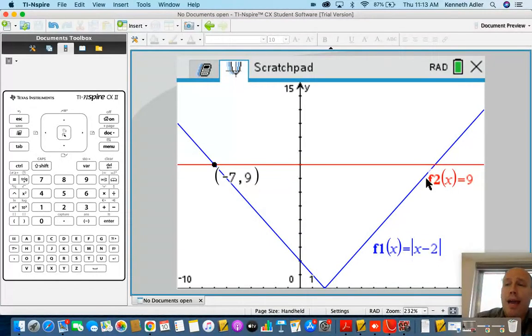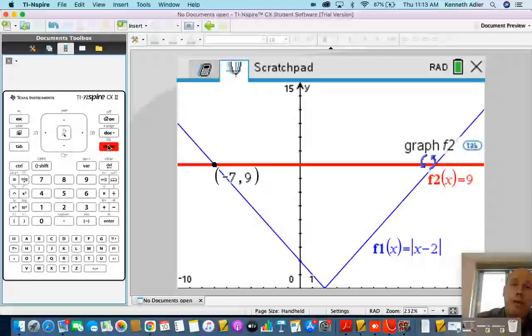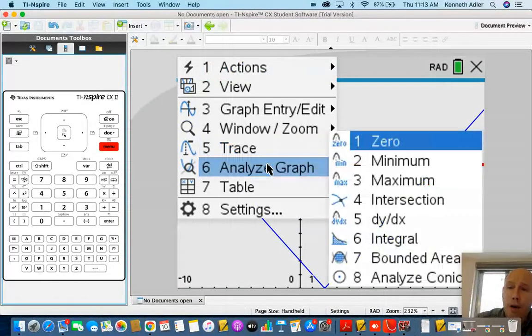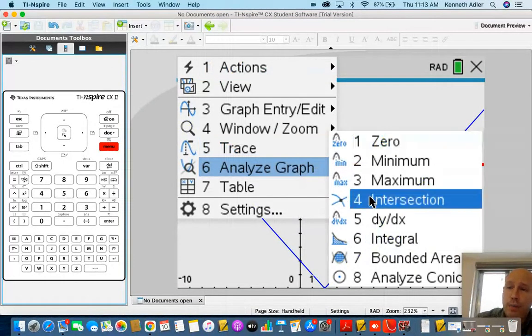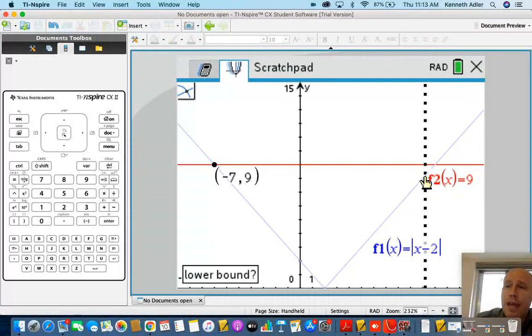Now let's find the second intersection. Menu, analyze graph, intersection. Let's move it a little bit to the left of the second intersection, enter.